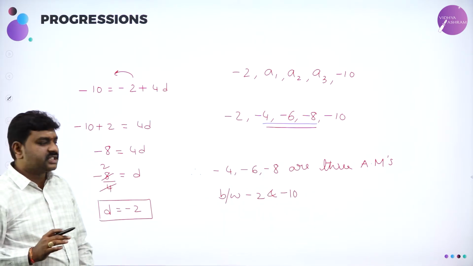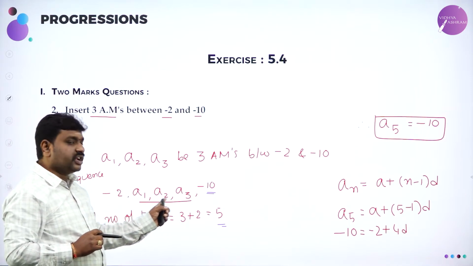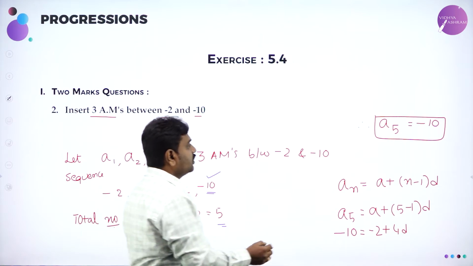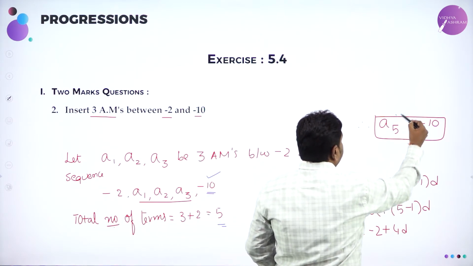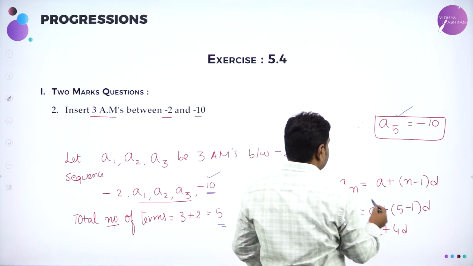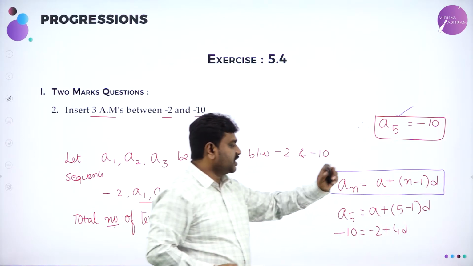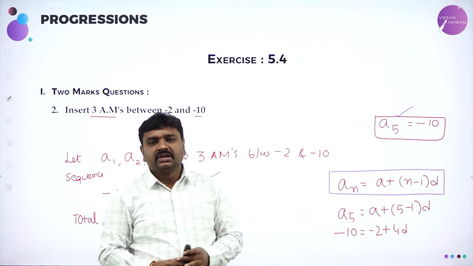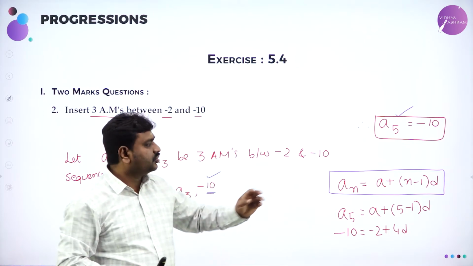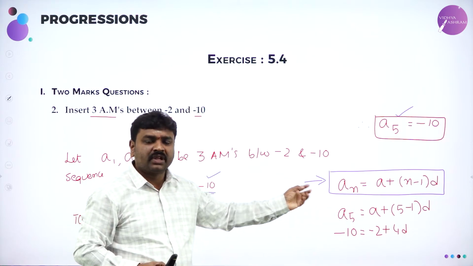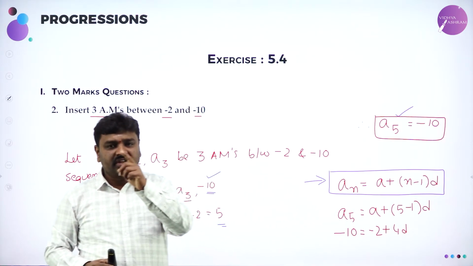What is the method? The method is simple. After you introduce 3 numbers, in total you will have 5 numbers. The 5th number is minus 10, so the 5th term A5 is minus 10, and use the general term formula. What is the general term in AP? An is a plus n minus 1 into d. Utilize it. They told arithmetic mean, so you should use the general term for arithmetic progression.